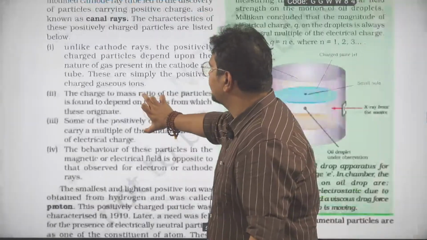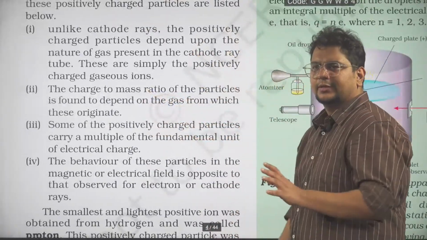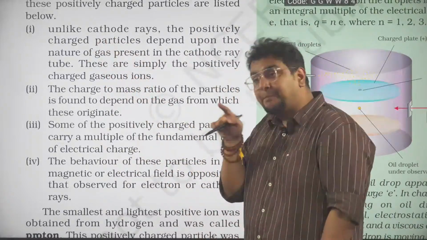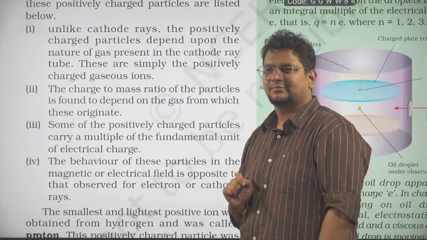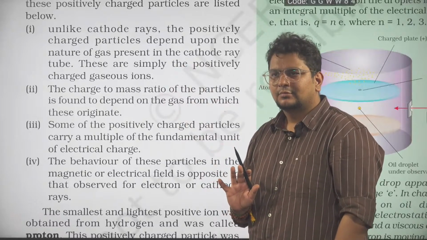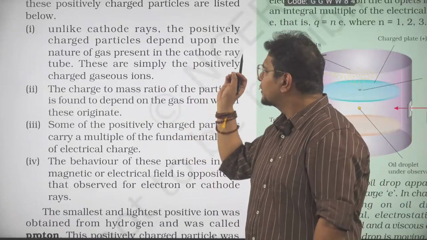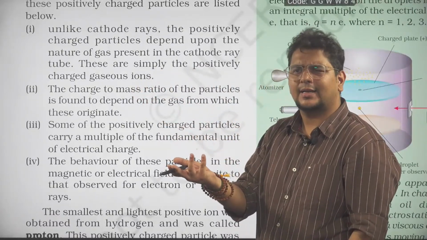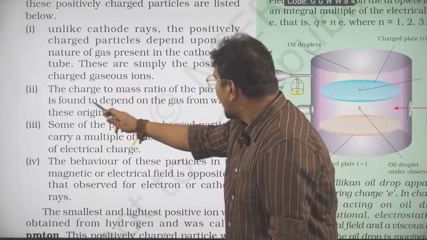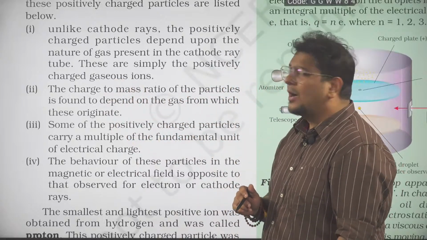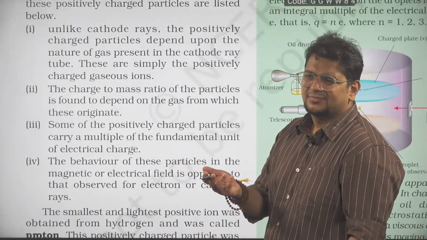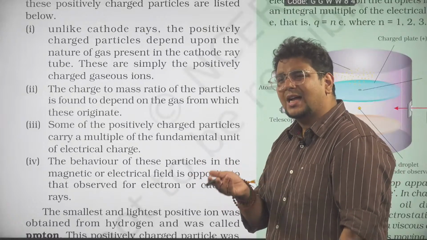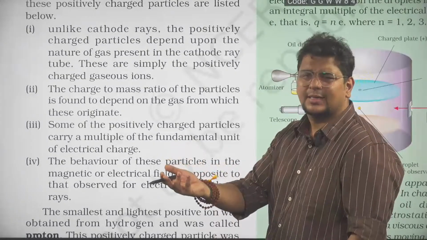Discovery of the proton, coming here. Read the first point. Unlike cathode rays, the positively charged particle depends on the nature of the gas. This we know. So they are simply positively charged gaseous ions, gaseous cations. We know that anode rays are gaseous cations. Number 2, the charge to mass ratio of particles is found to depend on the gas. Hydrogen gas gives H plus, oxygen gas gives O plus. So charge and mass will be different depending upon the gas. At least mass will be different.